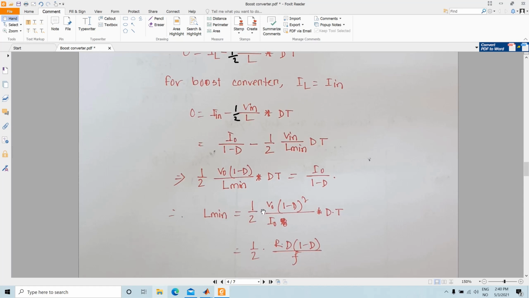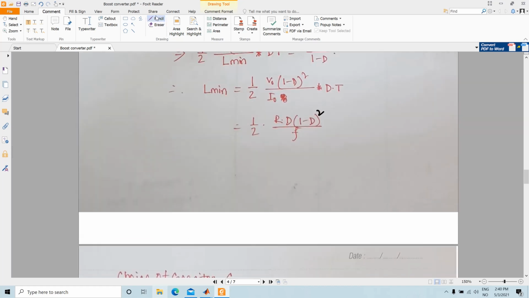So if you do simple manipulations, then you end up with half of R multiplied by D into 1 minus D divided by F. Okay, I think this is 1 minus D squared, because this T is 1 over F, and this 1 minus D is 1 minus D, so it should be 1 minus D squared, and then your V out divided by I naught is basically the R, and D comes from here. Yes, so this is 1 minus D squared. So this is your L mean, or the minimum inductor equation.